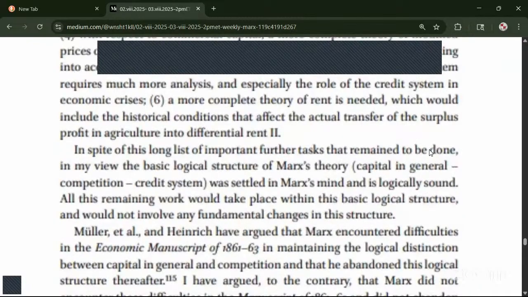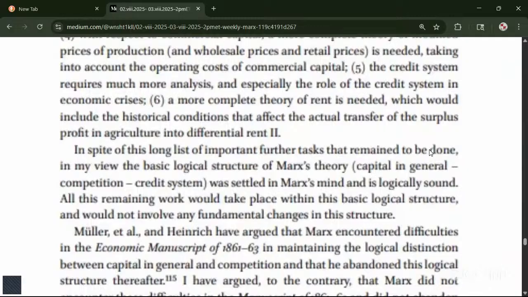Now, in spite of this long list of important further tasks that remain to be done, in Moseley's view, the basic logical structure of Marx's theory, that is capital in general, competition, credit system, was settled in Marx's mind and is logically sound. All this remaining work would take place within this basic logical structure and would not involve any fundamental changes in this structure.